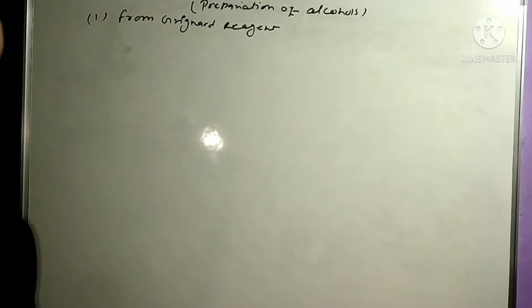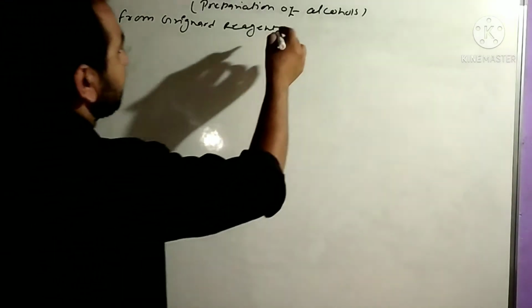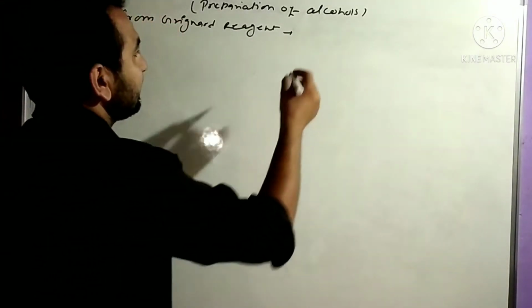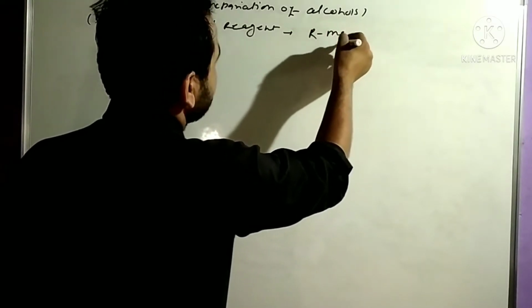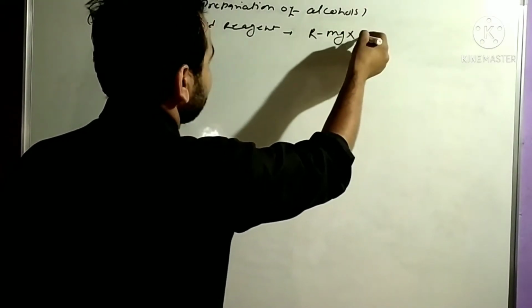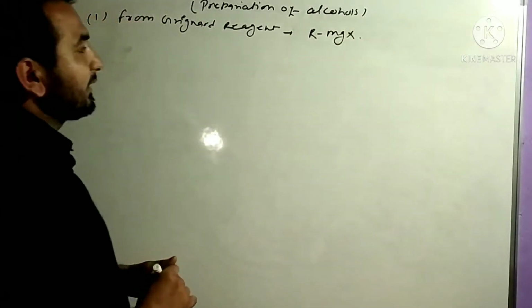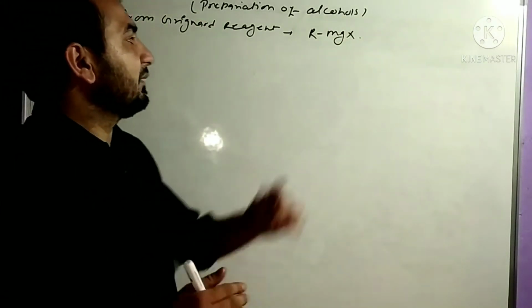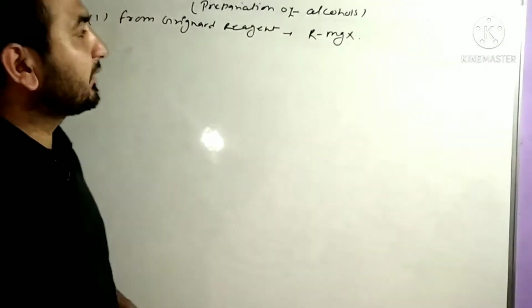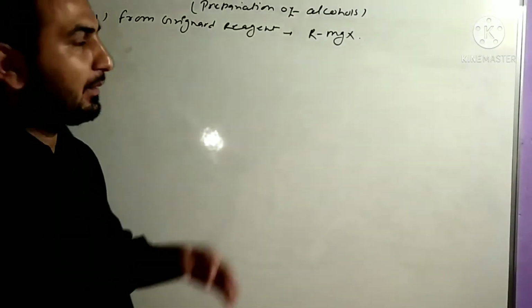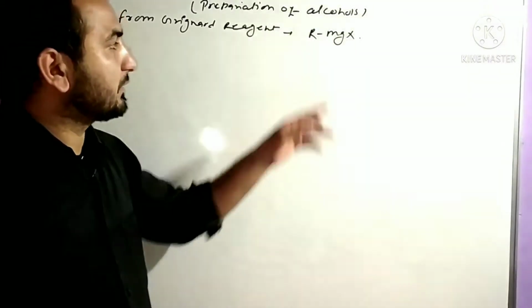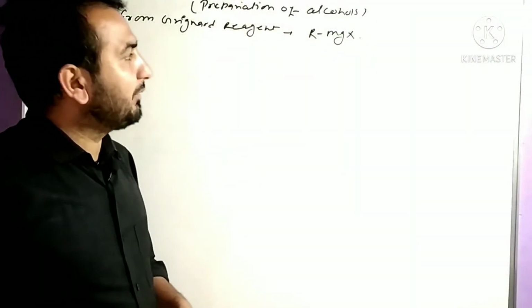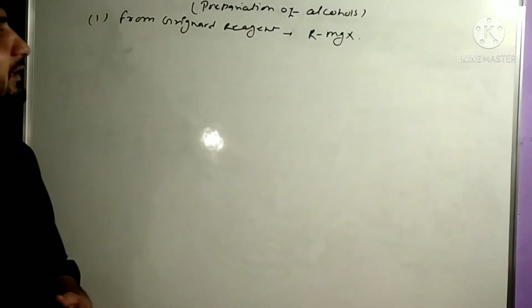So first thing, we all know what a Grignard reagent is. Grignard reagent is in most cases represented by RMgX, and it stands for alkyl magnesium halide. That is called the Grignard reagent. And you can increase the chain of this alkyl group, whatever you have. So this is called the Grignard reagent.